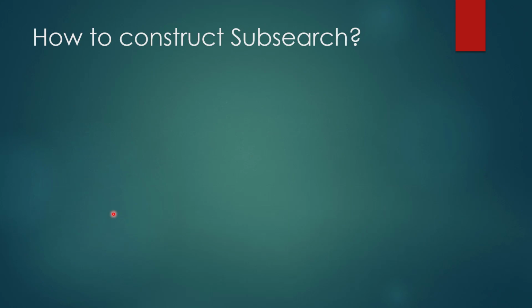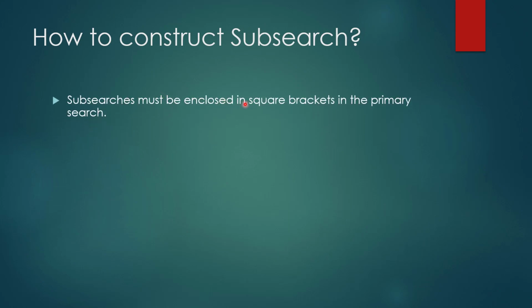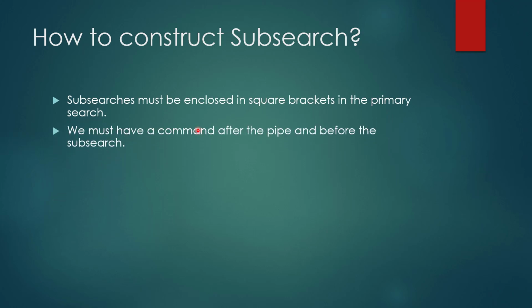Now, how to construct a subsearch? The first thing is that subsearches must be enclosed in square brackets within the primary search, and we must have a command after the pipe and before the subsearch. When a search contains a subsearch, the subsearch always runs first to provide data to the outer search. That means the subsearch is returning something to the outer search. Passing from the outer search into the subsearch is not possible. It's the other way around: from the subsearch we pass some value to the main search.